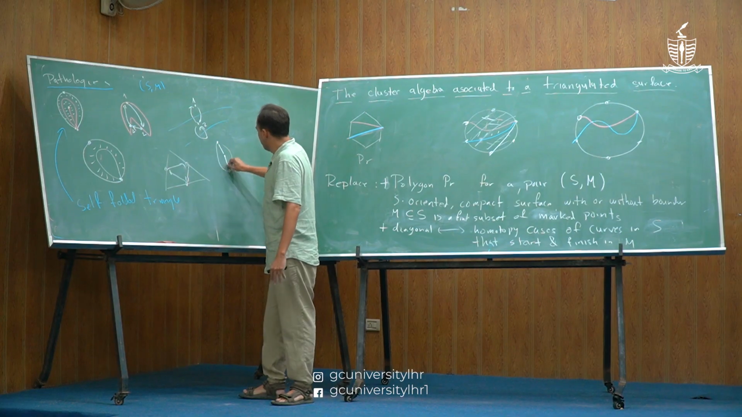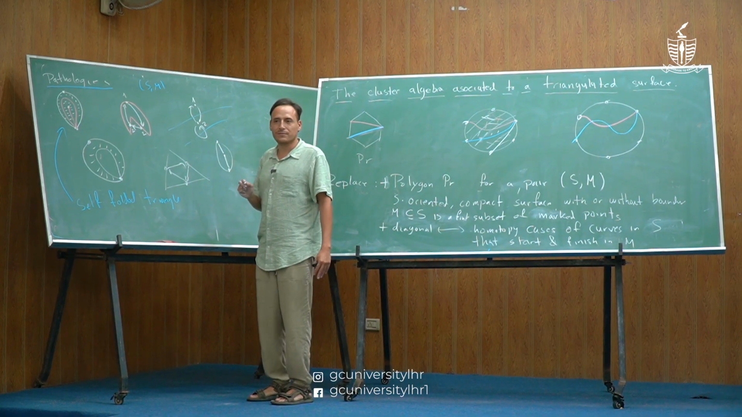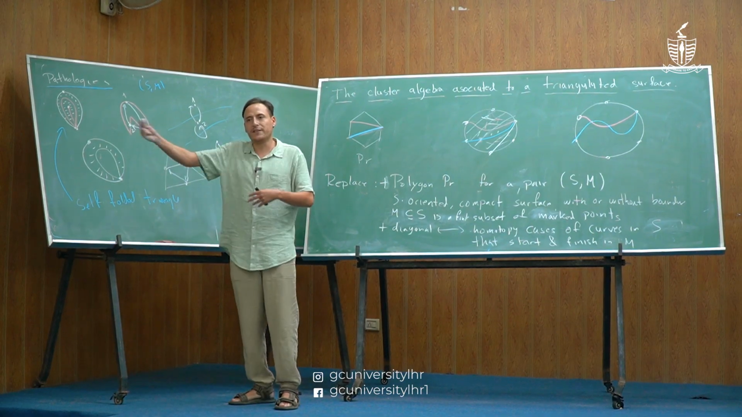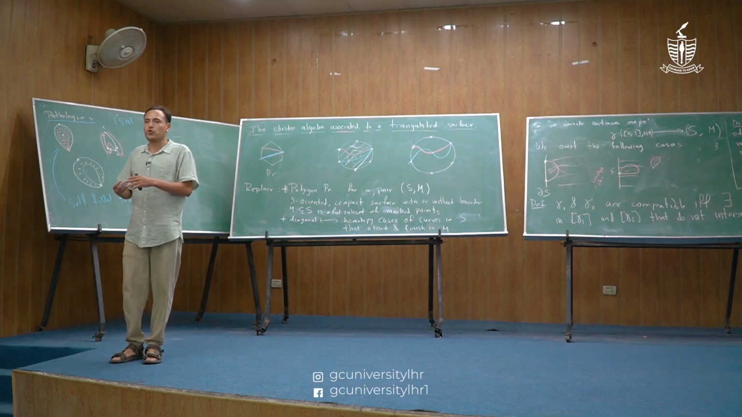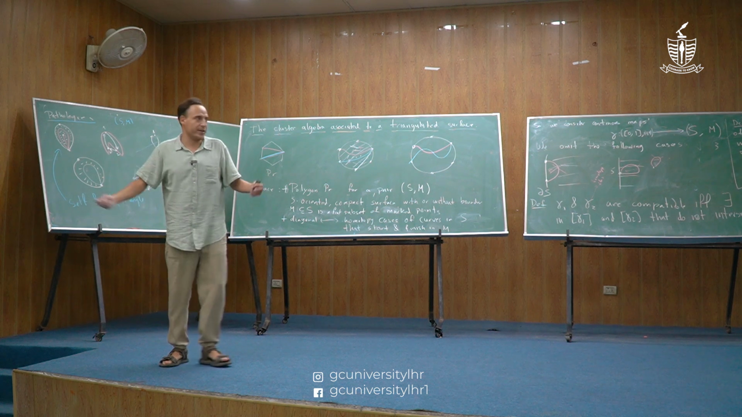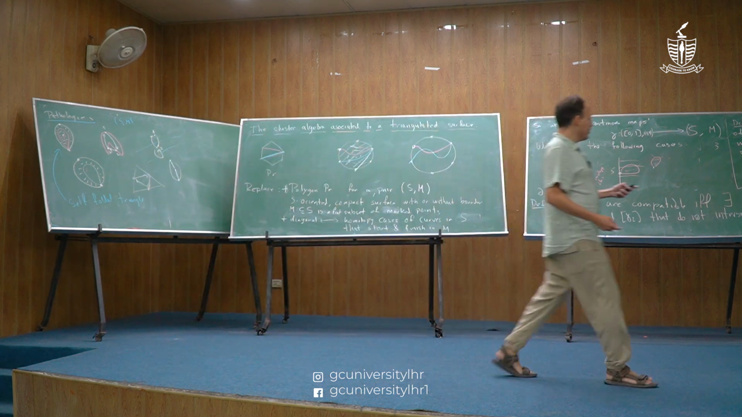This is a triangulation without self-folded triangles. Okay? So we can do that. We can just throw away the surfaces that do not have them. Now the second problem is more complicated. If we really want to mutate, we want to do mutation in any arc. So let me show you a picture.